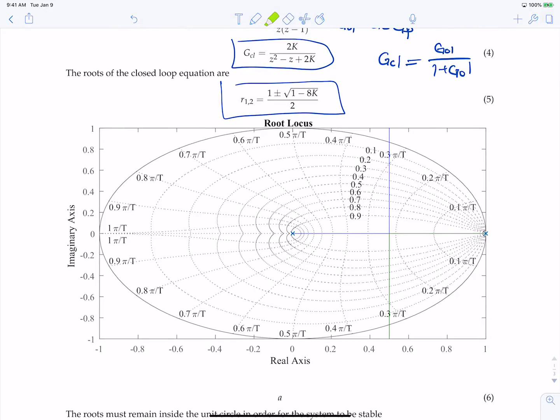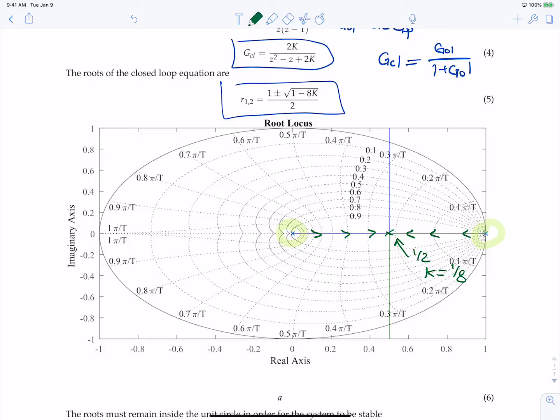So we have 2 poles. One starts over here and the other one starts here. So this should be a K of 0, because then we'll have 1 and we'll have 0. Now as we increase K, these poles are going towards each other until the point where they're equal, which is when K is equal to 1/8, I believe. You'll have a double root at 1/2. So you can see this is at 1/2. And that's when K is equal to, I believe, 1/8.